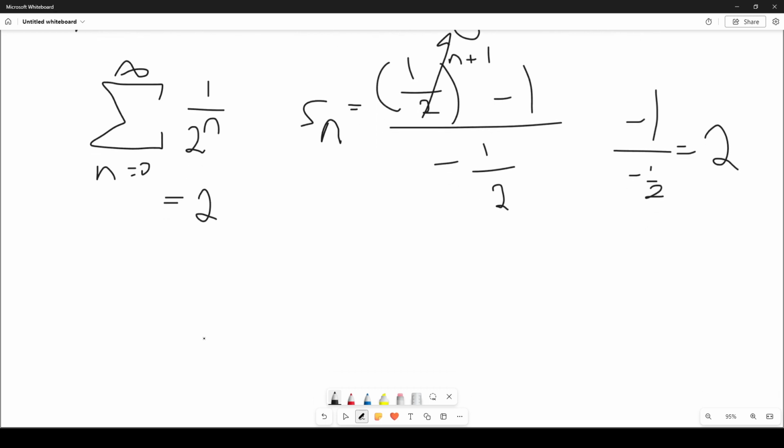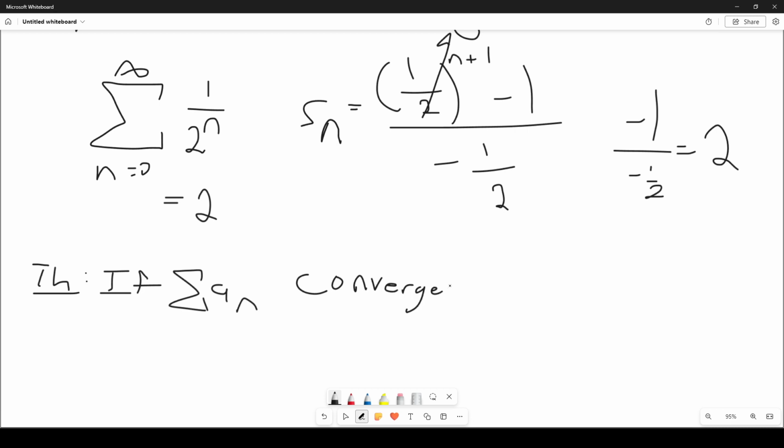So it seems to be when our limit is 0, so is our sum. Now, this is not necessarily true, but there is a related theorem to this fact. Theorem. If the sum of a sub n converges, and sometimes we will just not write the actual bounds of the sum, just to refer to summing over all of the sequence, right? Converges, then we know for a fact that the limit as n approaches infinity of a sub n must be equal to 0. Okay?